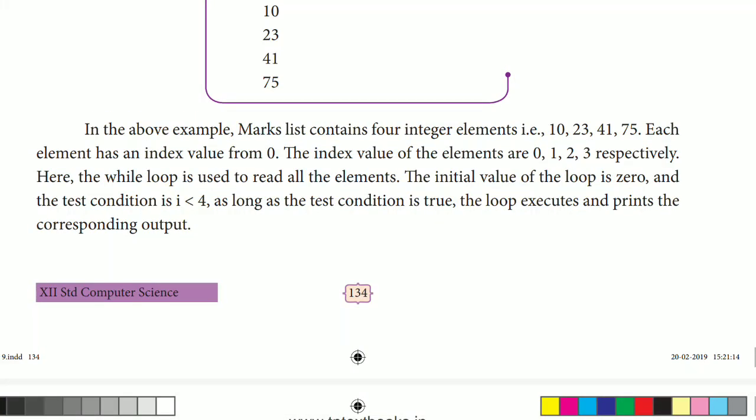So in the above example, the marks list contains five integer elements: 10, 23, 41, 70, 75. Each element has an index value from 0. The index values of the elements are 0, 1, 2, 3 respectively. Here, the while loop is used to read all the elements. The initial value of the loop is 0, and the test condition is i less than 4. As long as the test condition is true, the loop executes and prints the corresponding output.